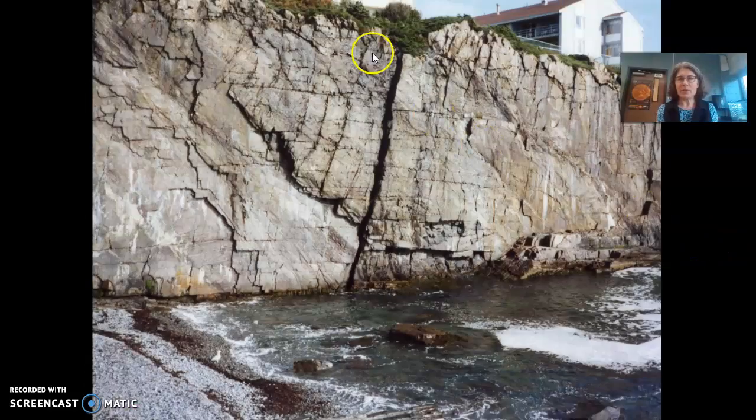Same thing is going on here at this rocky cliffside. Very thin soils at the top, and actually the beach that's down here is made up entirely of little tiny pieces of the rock that has exfoliated from the top.